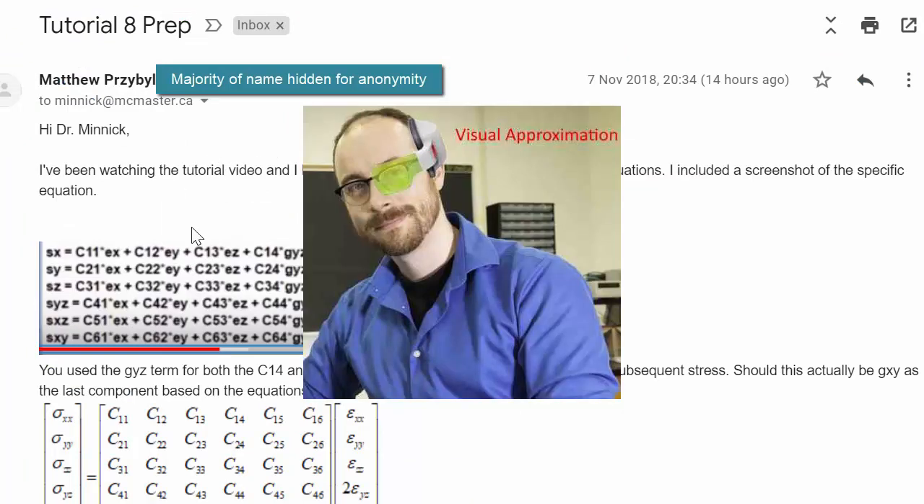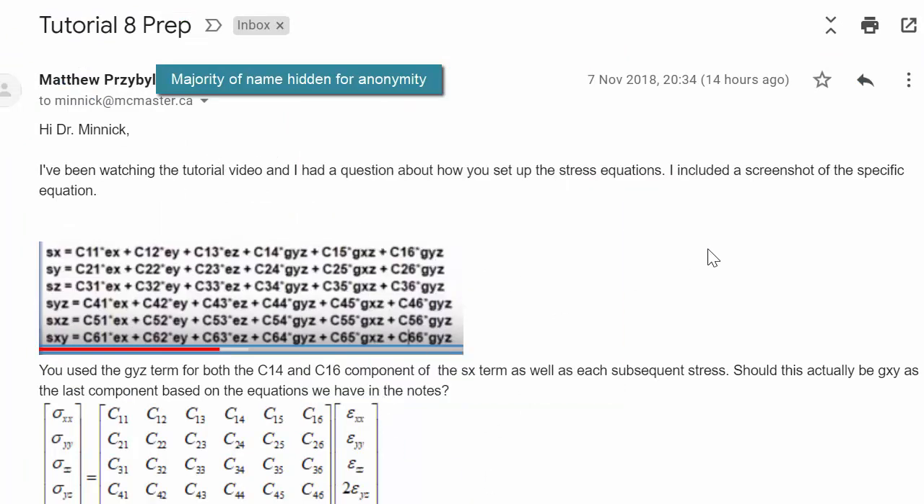Hey guys, Future Minic here. Just going to interrupt the video to point out that I'm about to make a pretty big mistake in typing out the equations, where I accidentally say GYZ twice instead of GXZ in the stress equations. And a student, whose identity I've hidden, was nice enough to point this out in a great email and explain that this mistake had happened.